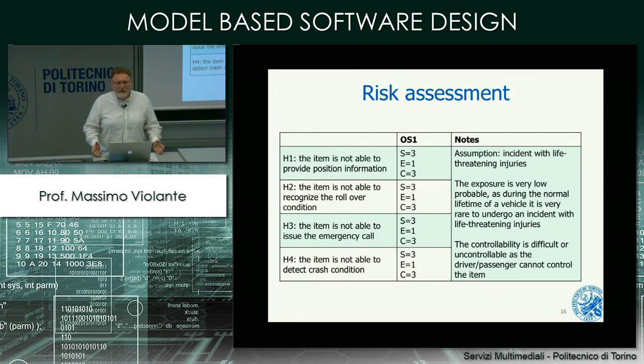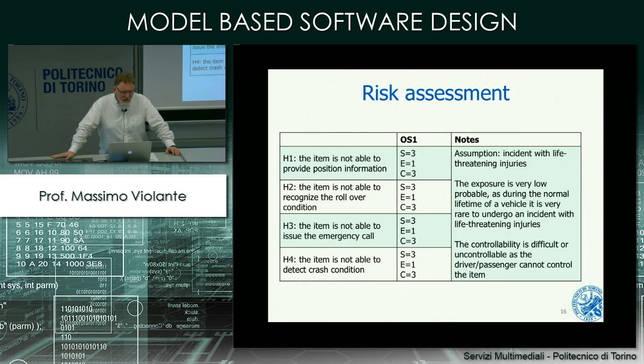Then what about controllability? Controllability is 3. We do not have any controllability means here. We are not able to push a button to make the phone call. We are in an incident situation with life-threatening injuries, so we are possibly not able to move. Okay? So we cannot make any action to ask for the item to make the call. So the controllability is 3.